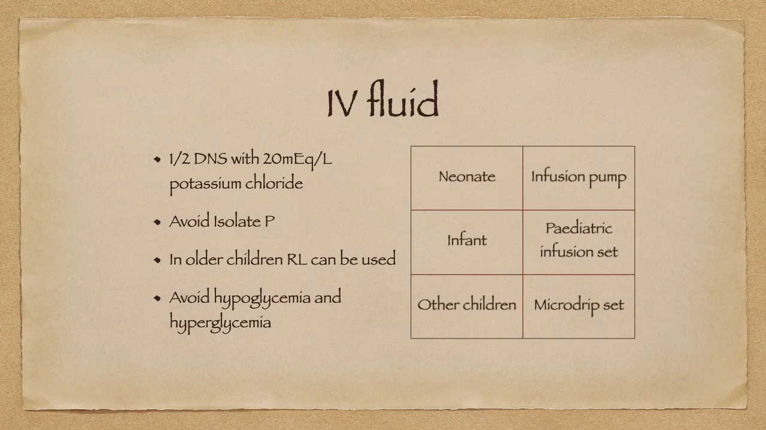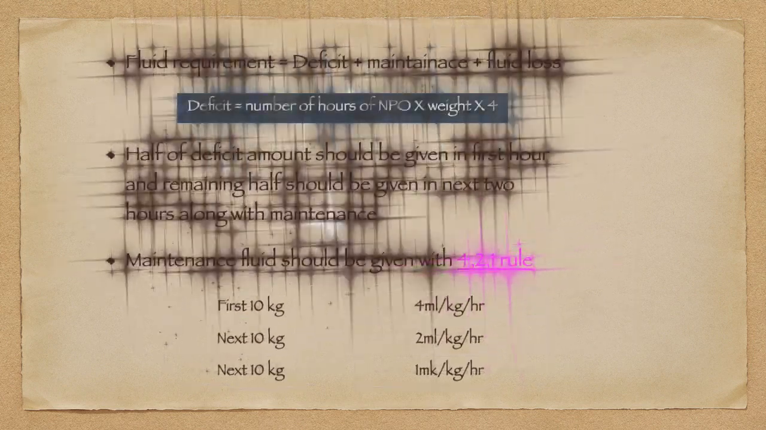For IV fluid, you should use half DNS with 20 milliequivalent potassium chloride. You have to add that, and avoid isolyte P. In older children, you can use RL. Avoid hypoglycemia and hyperglycemia. In a neonate, you can use an infusion pump. In an infant, you can use a pediatric infusion set, which I showed in the figure. In other children, you can use a micro drip set.